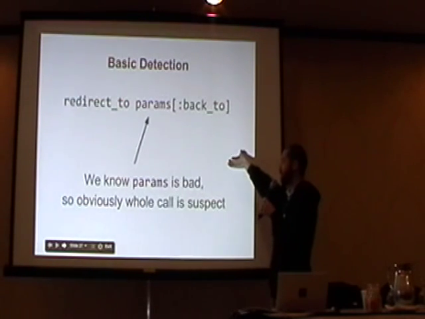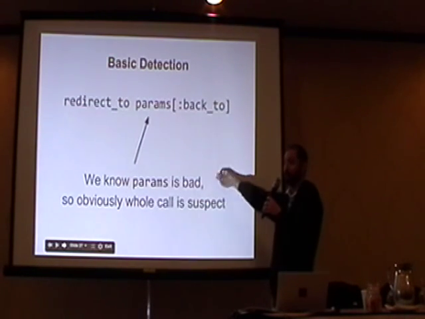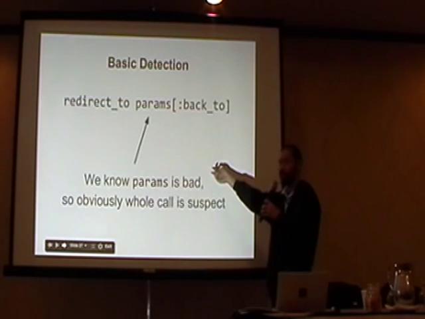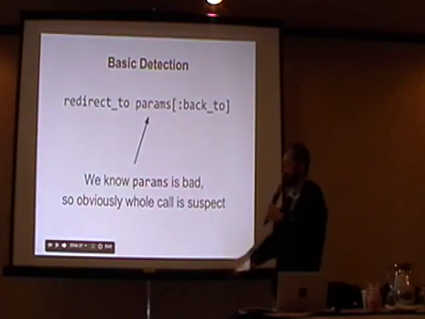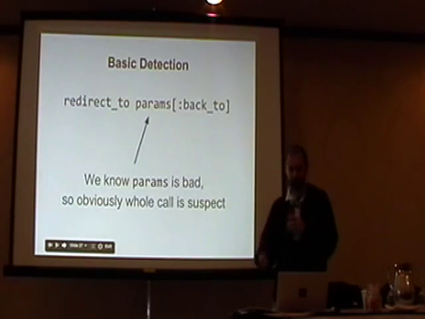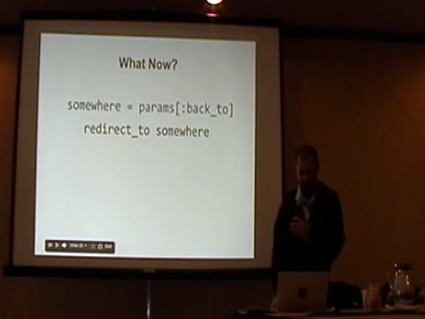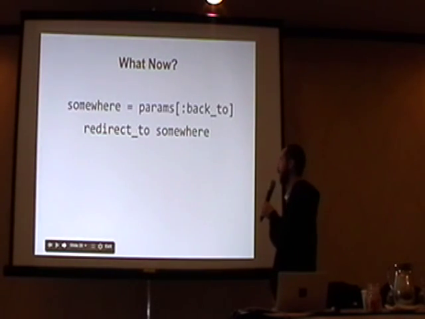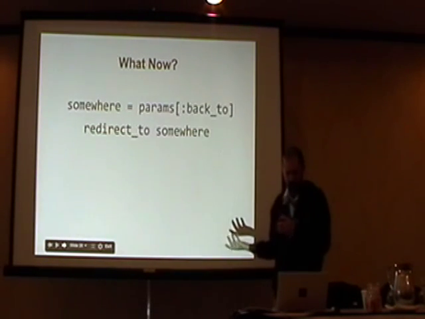Well, this is simple though, right? Because we're redirecting to a query parameter. We know params is bad in Rails. It always is. So obviously, this is really suspect. I mean, it's so easy, right? We could do this with grep. Now what, though? If I grep for redirect_to, I'm lucky if that line is right above it, which would be weird. But now we don't know.